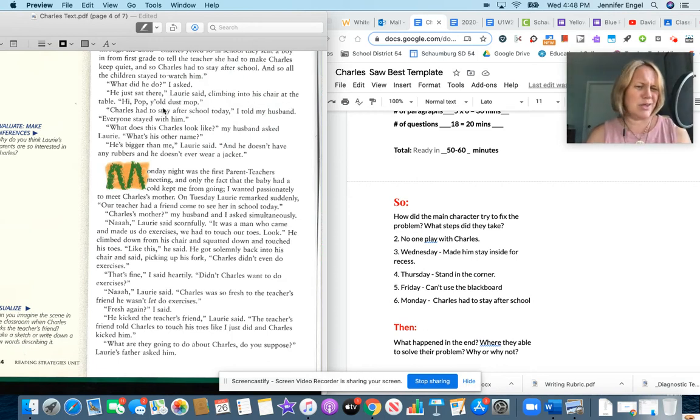"Hi, Pop, you old dust mop." Charles had to stay after school today, I told my husband. Everyone stayed with him. "What does this Charles look like?" my husband asked Lori. "What is his other name?" "He's bigger than me," Lori said, "and he doesn't have any rubbers, and he doesn't ever wear a jacket."